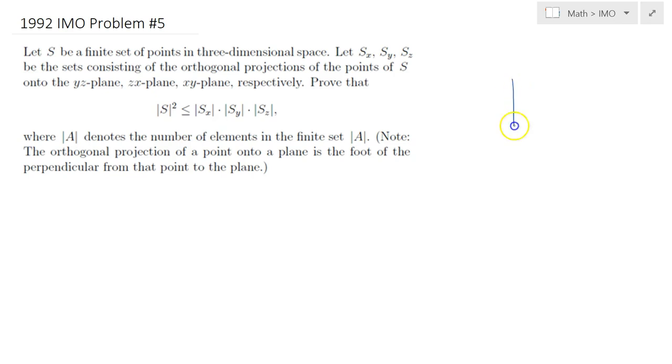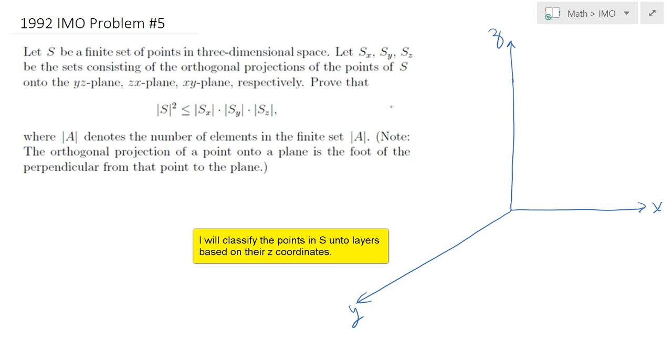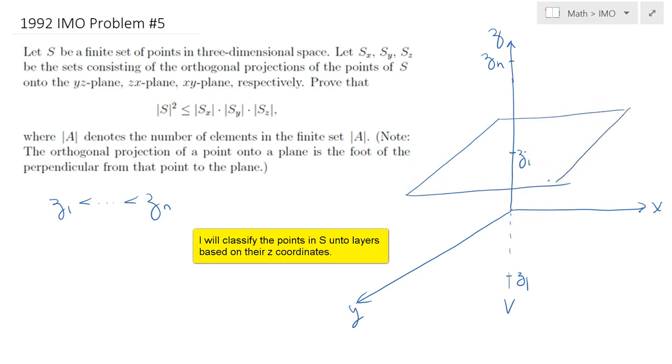Okay, so let's first draw our three-dimensional space with the x, y, and z axes. You have all these points scattered in 3D, and let's first make the following assumption. Let's assume that all these points have only the following z coordinates. Obviously some of them might be negative. Let's say this is z1 up to z sub n, and this is a typical z sub i. So the horizontal plane containing z sub i, let's assume that's that plane.